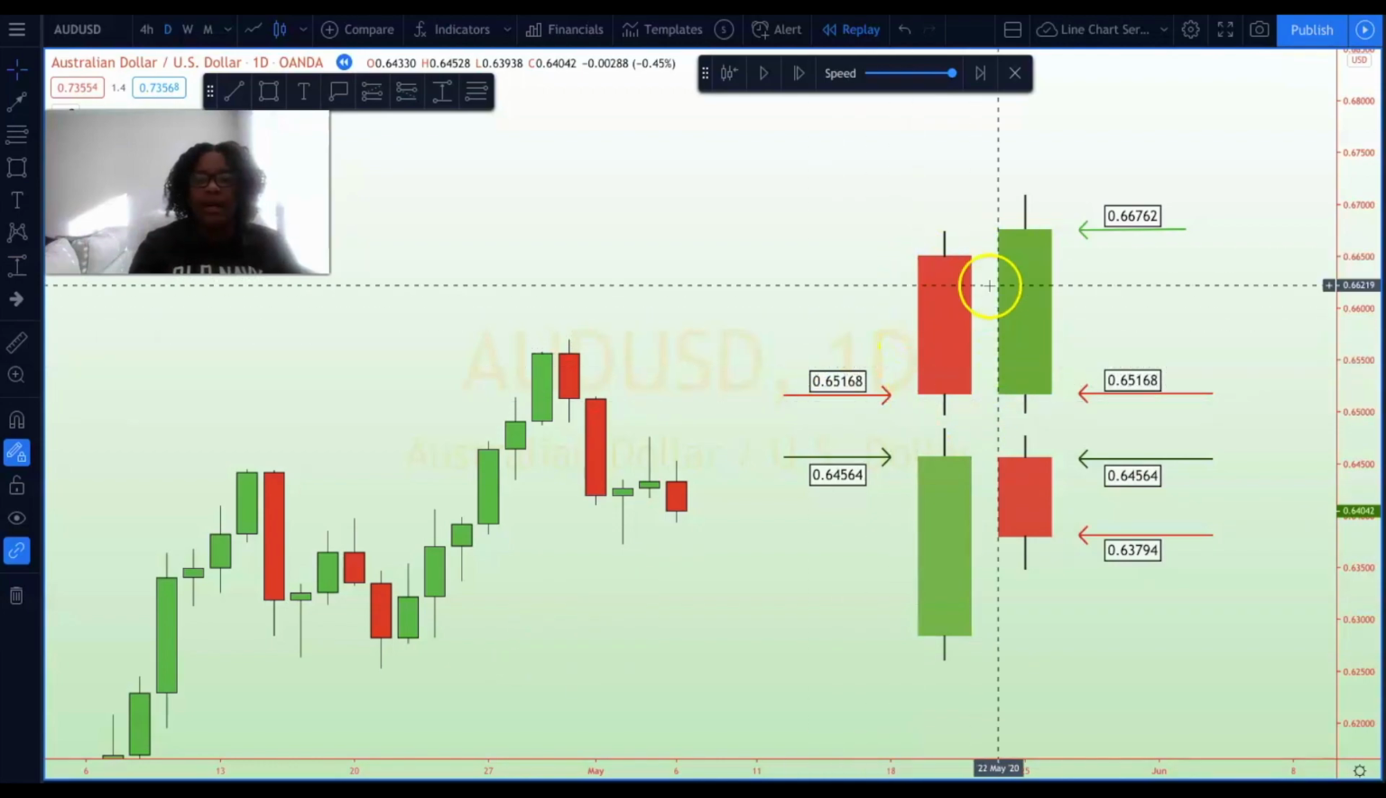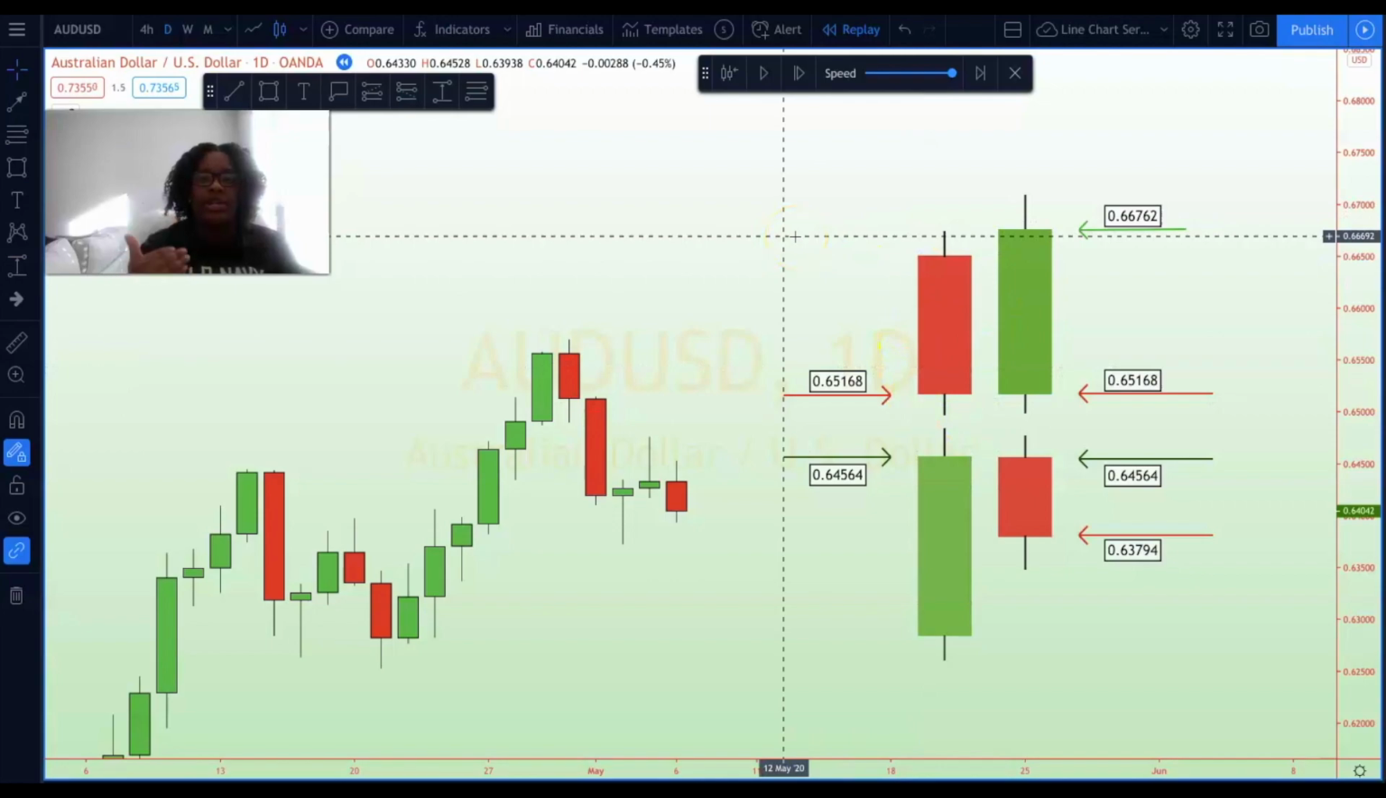Here you see a red candle. Red candles are called bearish candles because that means that for the day price went down. If you think about a bear crouched low to the ground, right? So it's a bearish candle or red candle.